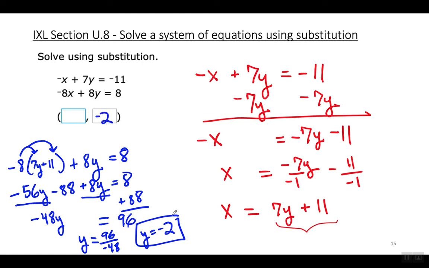Okay, now I'm going to substitute y equals negative 2 into whichever equation I want. But again, use the work you already did. If I look at the work I already did, right here I got x isolated. So that one's all set up for me to just put y equals negative 2 right there and solve for x, since I already got x isolated.